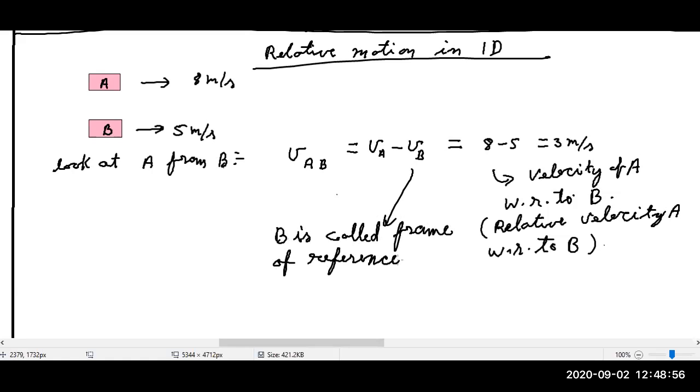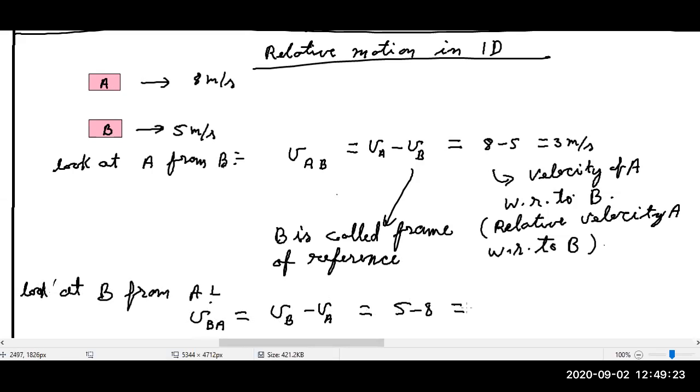Similarly, if you just reverse the case, if some other person is on car A and he is looking at car B, so looking at B from A, in this case the velocity of B with respect to A we can write as VB minus VA, that would be 5 minus 8, so minus 3 meter per second. Since A is having higher speed, from A the person will see that the car B is going in the backward direction with 3 meter per second speed. So this is the concept of relative velocity.